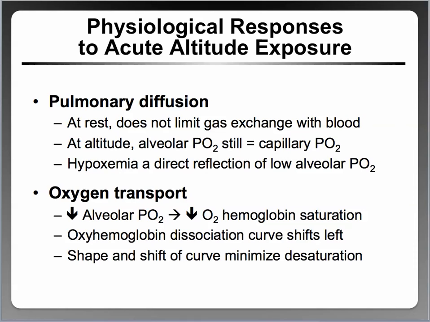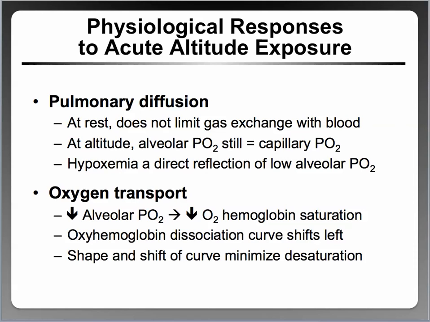So let's move on and talk about pulmonary diffusion. With pulmonary diffusion, what we're talking about is movement of oxygen from the alveoli into the arterial bloodstream. Pulmonary diffusion at rest, at altitude, doesn't limit gas exchange with the blood. The reason why is because at altitude, the alveolar partial pressure of oxygen is still equal to the capillary partial pressure of oxygen.